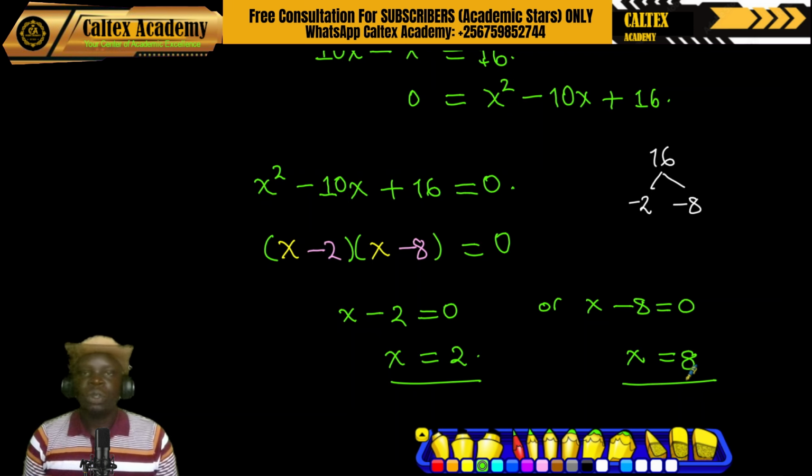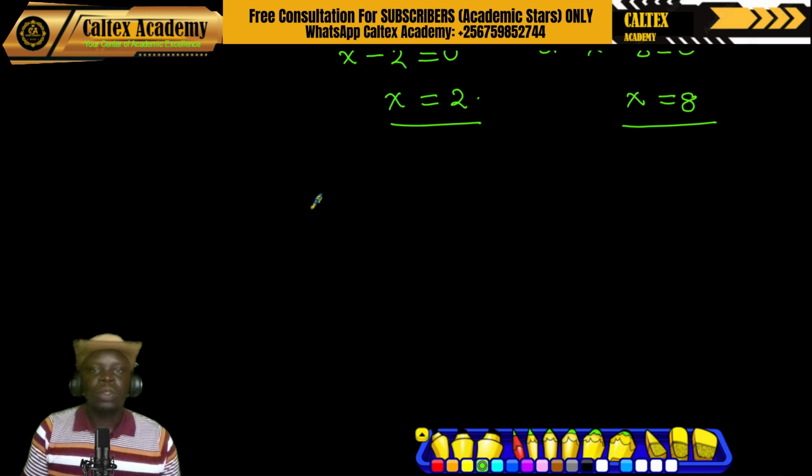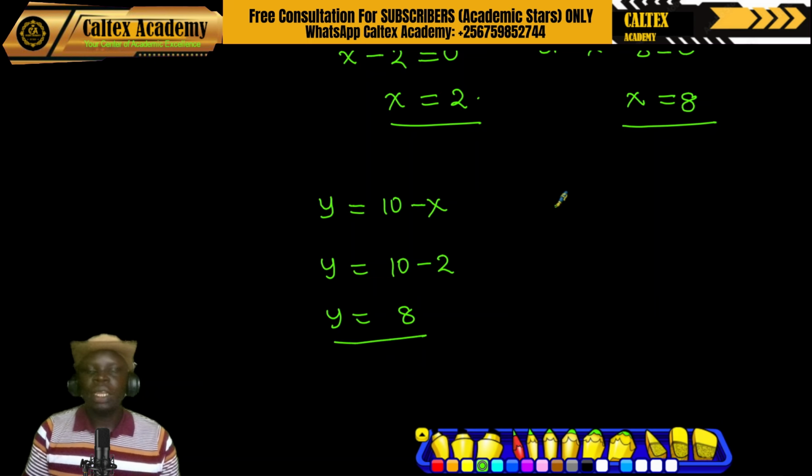We need to go ahead and also get the value for y. So from here, we earlier on gotten y equals 10 minus x. So taking the first value for x to be 2, we can replace x with 2, and when we subtract that, we get 8 as the value for y. And for the second value, y equals 10 minus 8, so we get y as 2. So these are the values.